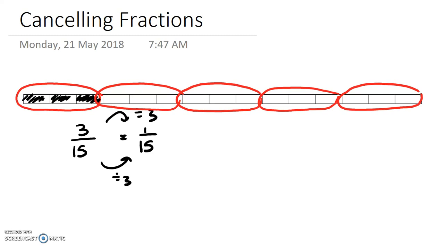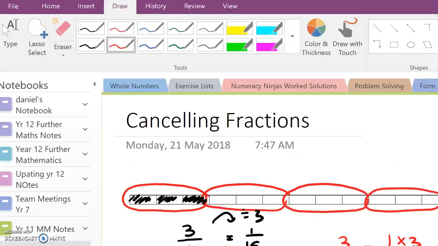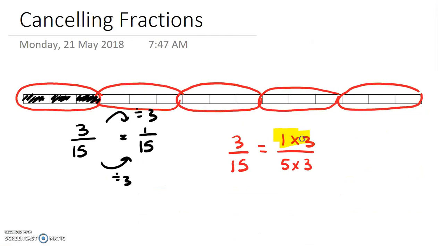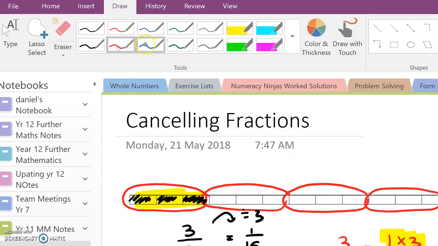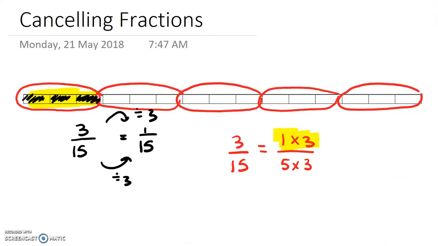Okay, so the way that cancelling works is we go, okay, 3 on 15 is equal to 1 group of 3 out of 5 groups of 3. Can we see the 1 group of 3? And can I see the 5 groups of 3? Okay. It's the whole, exactly. 5 groups of 3 is the whole.